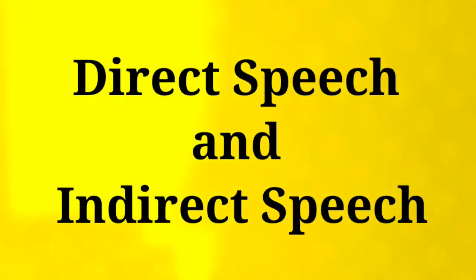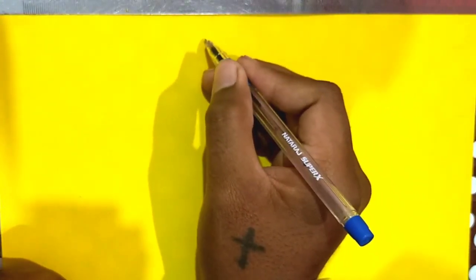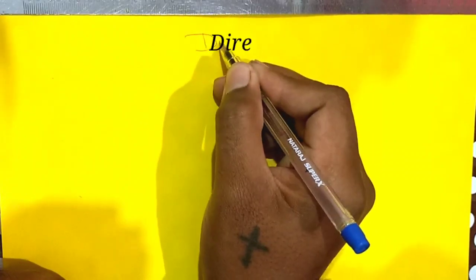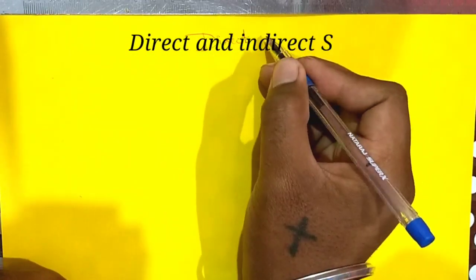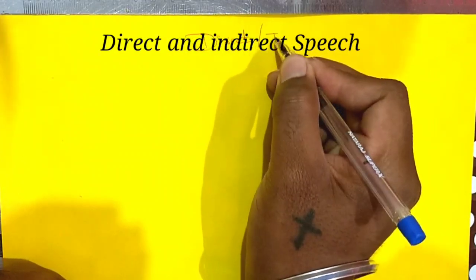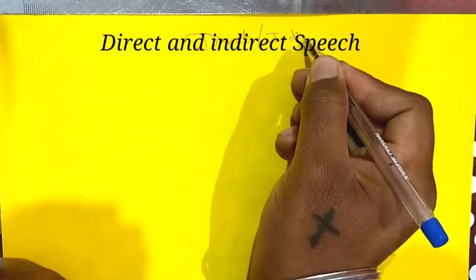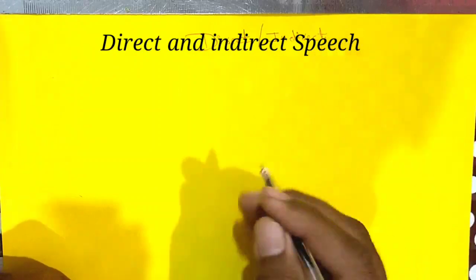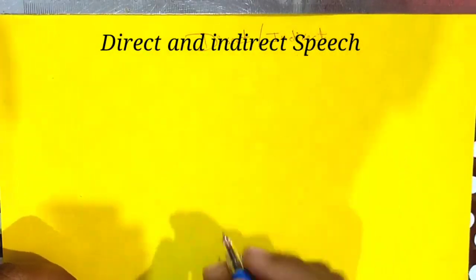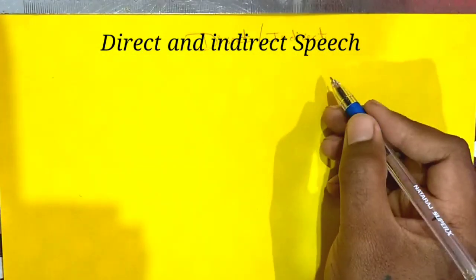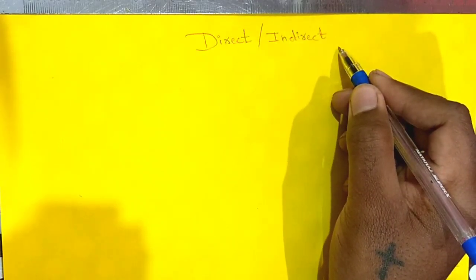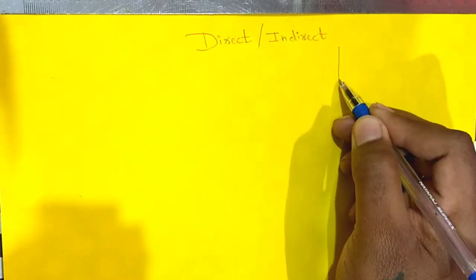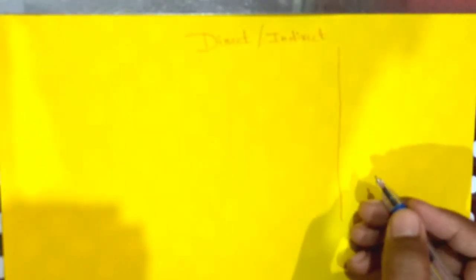Hello dear students. So today we are going to learn one of the very important topics in English grammar, which we consider very often very difficult, but it is not so when we really try to understand it. That is direct and indirect speech. I will tell you right now three formulas by which any question of direct and indirect speech you can do. So please do watch the video fully and carefully.